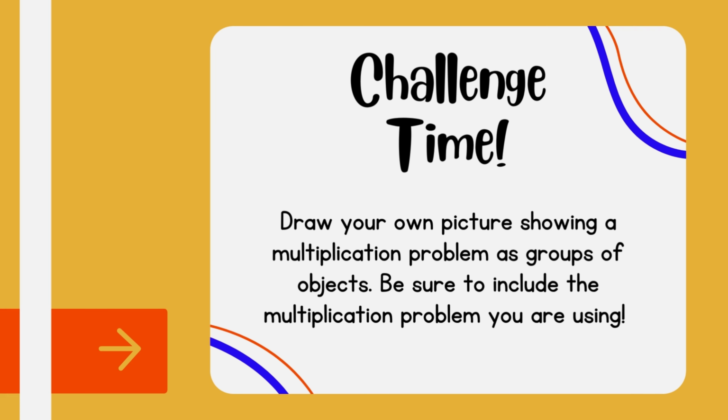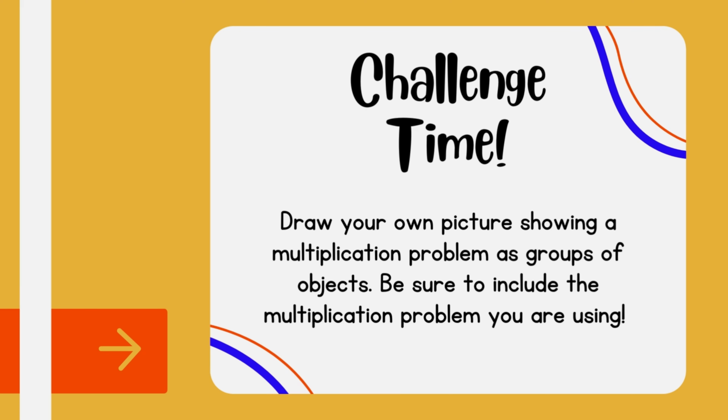Challenge time! I have a challenge for you. You are going to draw your own picture showing a multiplication problem as groups of objects. Be sure to include the multiplication problem you are using. So first, you have to find a multiplication problem, which could be anything really. It could be 8 times 2, 3 times 6, 7 times 5. It could be anything. First, draw out the box, or you don't have to draw a box. You can draw a circle, you can draw a star, you can draw anything, as long as you can put something inside of it. And so let's say we picked 7 times 5.